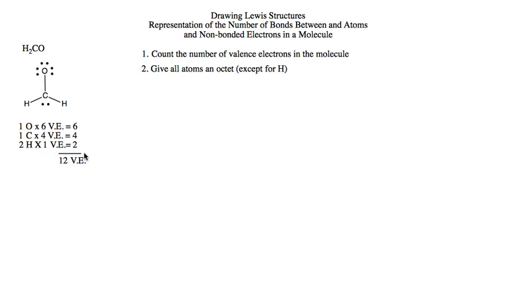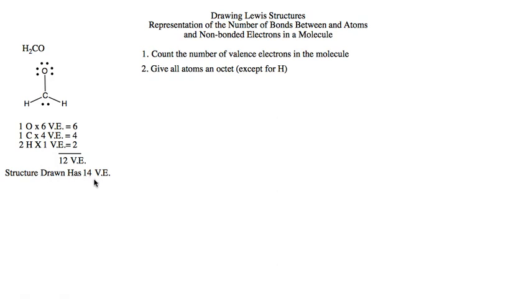Our structure will look like this, where the oxygen has 2, 4, 6, and the shared pair for 8. This carbon has 2 shared here, 2 shared here, 2 shared here, and 2 unshared for a total of 8. And each of these hydrogens only has the single line connecting it because hydrogen only gets 2. This line represents 2 electrons. Now we've drawn everything having an octet. Let's count how many electrons we've actually shown. If I count them, I've got 2, 4, 6, 8, 10, 12, 14 electrons.